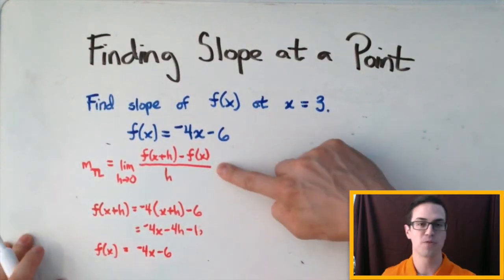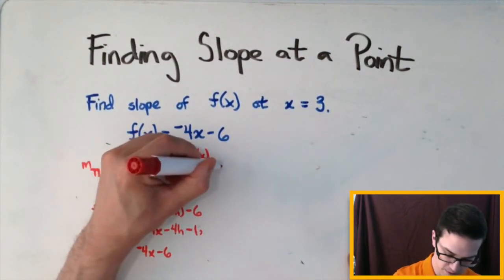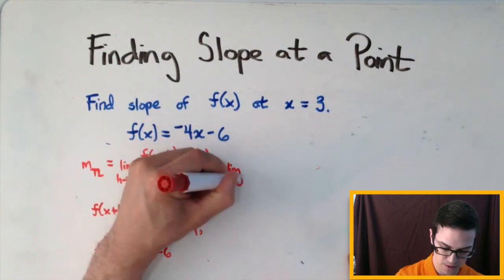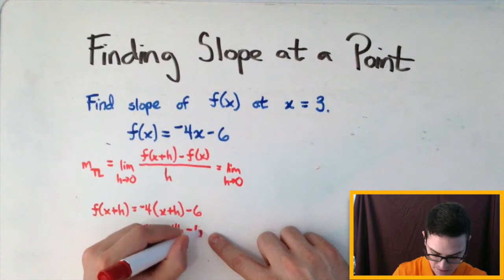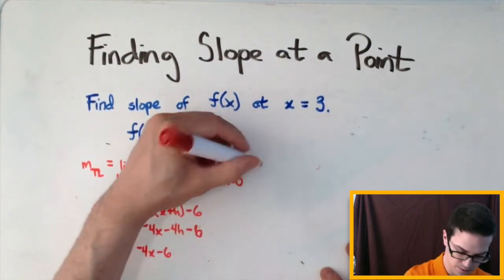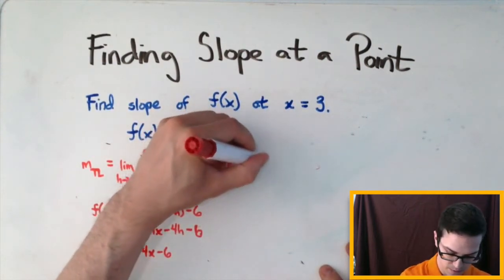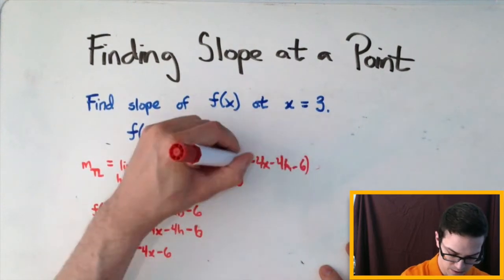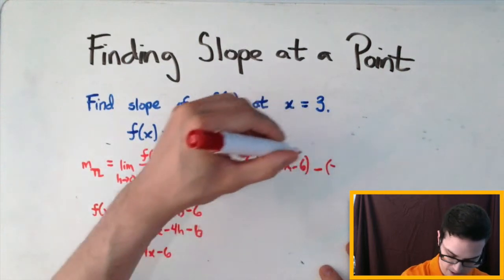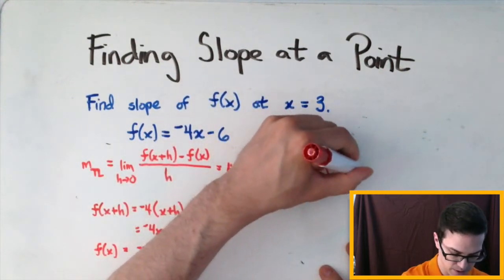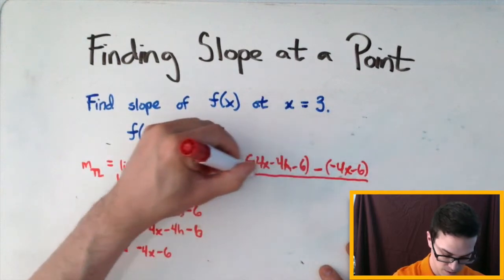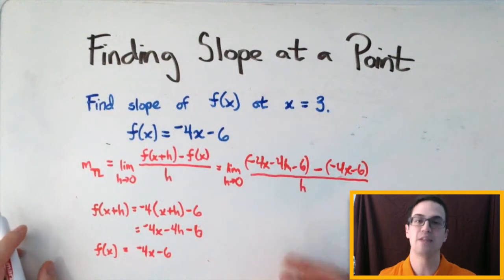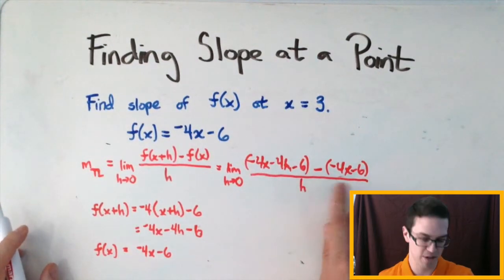Okay, now I'm going to go back up to this formula right here and finish it out. So we have equal to the limit as h goes to 0, and then I'm going to fill this in. We have this right here, so I'm going to do negative 4x minus 4h minus 6, all subtracted by negative 4x minus 6, all over h. Now if you notice what I did here, I put parentheses on anything that I substituted in, and that's always a good idea so you don't mess up the arithmetic.